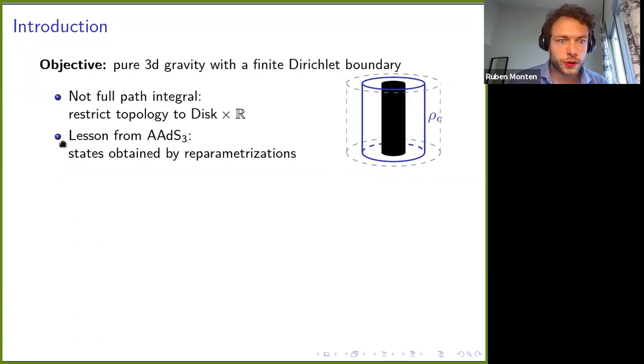And as we'll go through in a bit more detail later, we'll try to learn some lessons from the asymptotic AdS3 case, in the sense that we'll not consider all possible states, but we'll actually consider the states that can be obtained by reparameterizations of the boundary. We'll go through this in a bit more detail, but these are the caveats or the limitations.